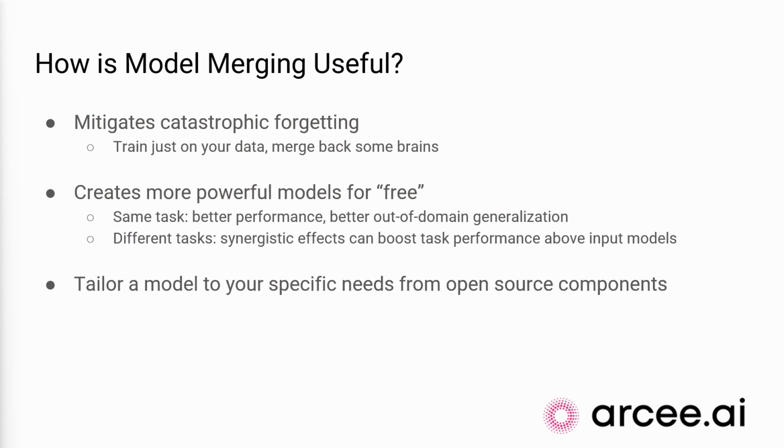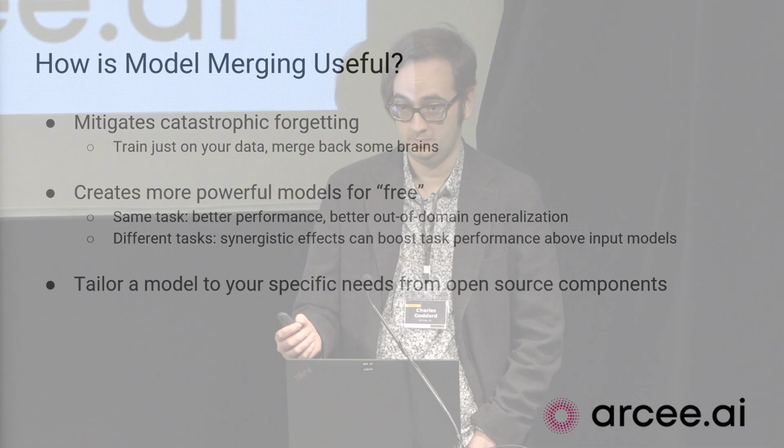And you can also do this with models trained on different tasks. And the result, sometimes when you're lucky, is that these models will synergize in a way that gives you a model that's better on your input tasks than any of the models that you put into the process. And it is also a great way to just take advantage of the really rich open source ecosystem of models that's available today. Just pick the pieces that you want, combine them together to make something that's perfectly tailored for your use case while not doing a single bit of training yourself.